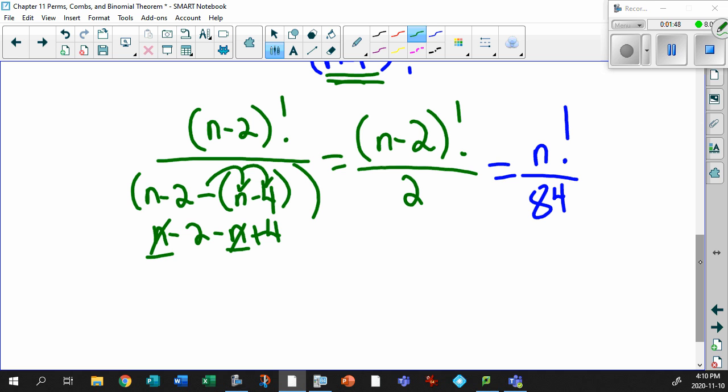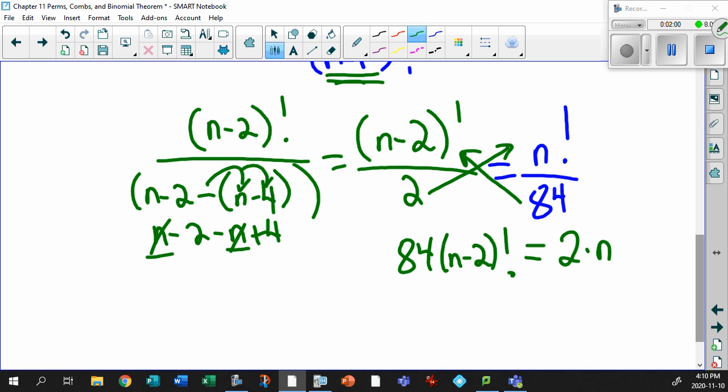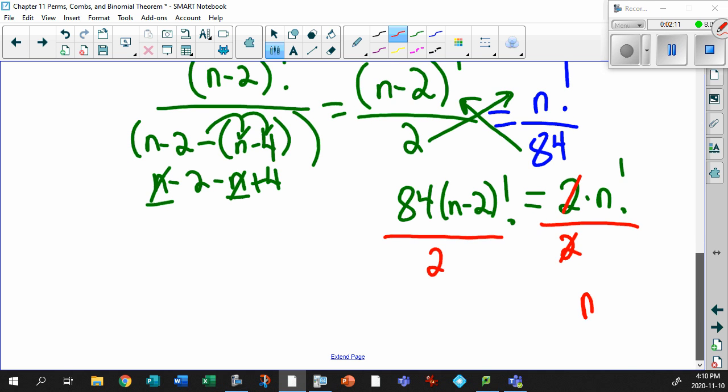Just stick to your guns and cross multiply. So this is 84 times (n minus 2) factorial equals 2 times n factorial. Now, check this out. This is going to make life so much simpler. Divide by 2, divide by 2. Look, the 2's cancel out, leaving you with n factorial equals, well, look at that. 2 goes into 84. That gives you 42 times (n minus 2) factorial.